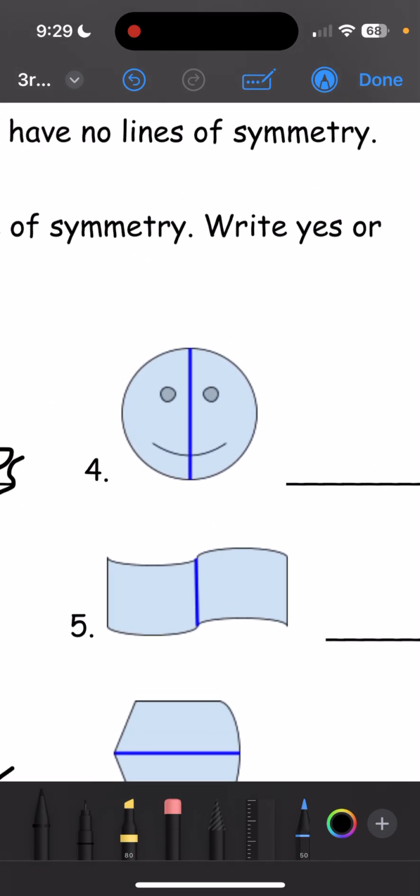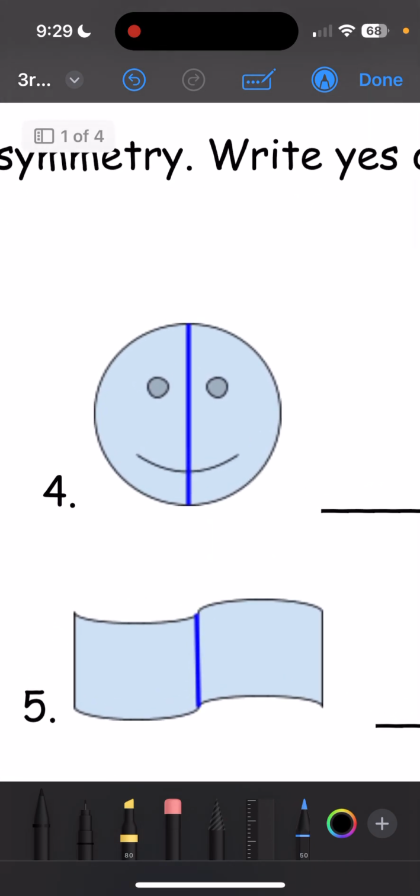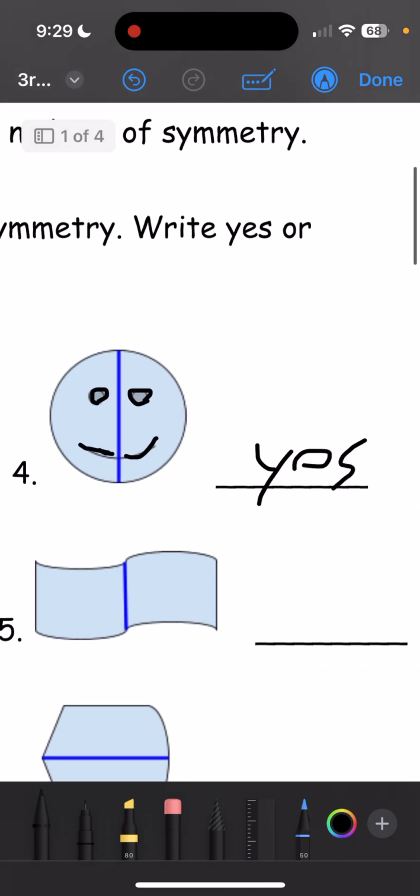Okay, so let's look at this one. It's a perfect circle, so obviously we know the shape. If you fold it, it's gonna be the same. Let's look at the smiley face. If this half is folded over, it would come like this, which is what is shown. If this circle is flipped over that blue line, it would come here. So yes, it is a line of symmetry.